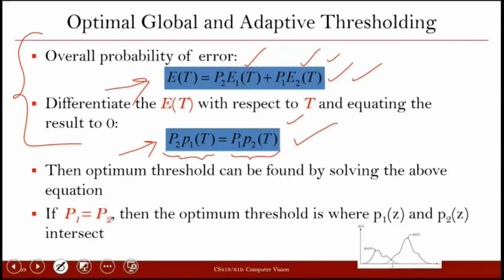So if P1 and P2 are same, then this basically says that the optimum threshold is where P1Z and P2Z are same. And what is the place where P1Z and P2Z are same? It is the place where they are intersecting. Because wherever the two curves intersect, at that place they have the same value. So if P1 and P2 are same, then the optimum threshold will come at the place where these two curves are intersecting.